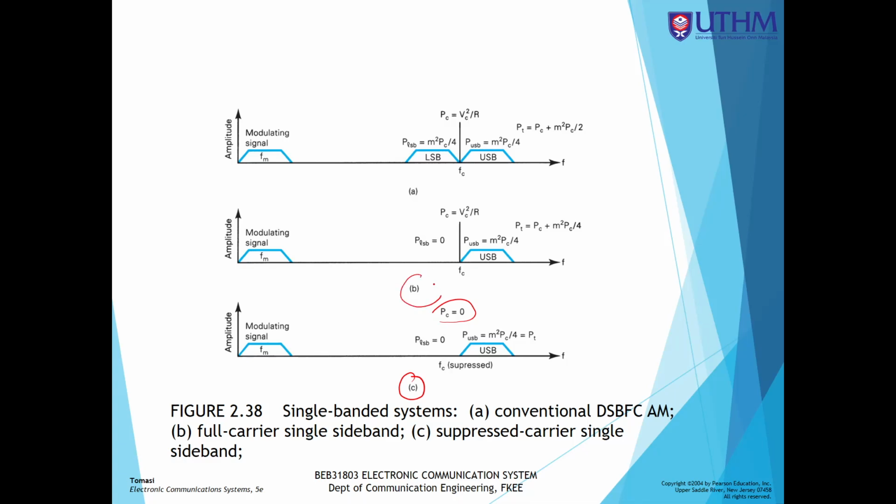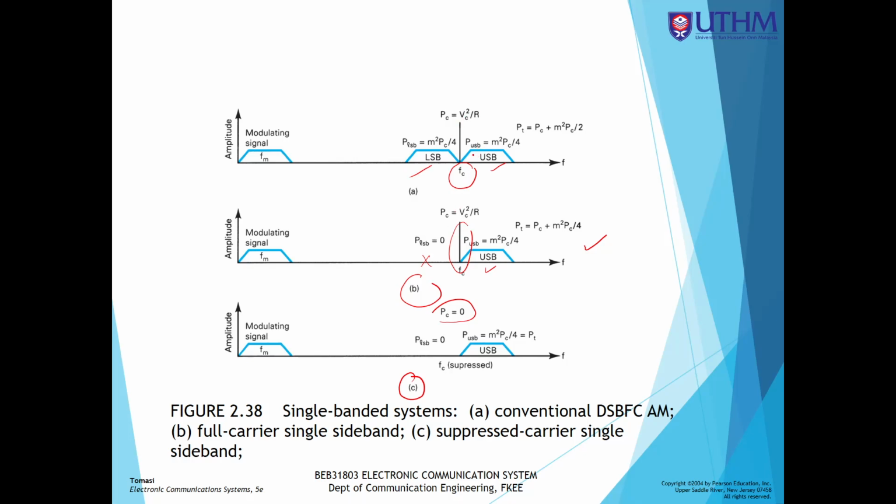Then picture B is for the full carrier single sideband, so this is the single sideband with carrier. We have the upper sideband, we have the carrier component, and we don't have the lower sideband component. And then picture A is for the conventional AM, which is a double sideband full carrier. So we have the upper sideband, the lower sideband, and also the carrier component.